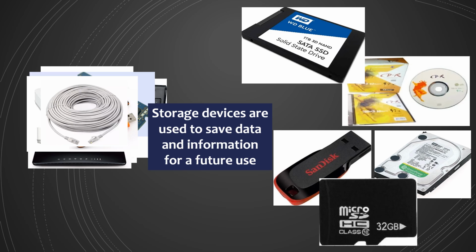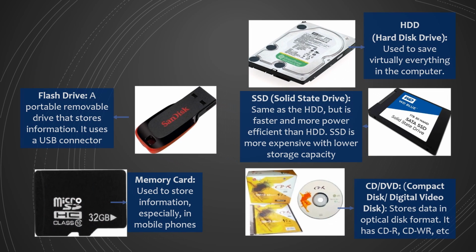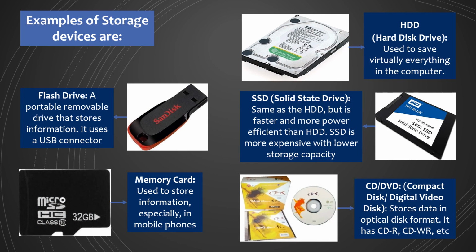Storage devices are used to save data and information for future use. Examples of storage devices include the hard disk drive, which is used to save virtually everything in the computer system. The flash drive, which is a portable or removable drive that stores information. You can carry it from place to place. It also uses a USB connector to connect to the computer. The memory card, which stores information and data, especially used in mobile phones.